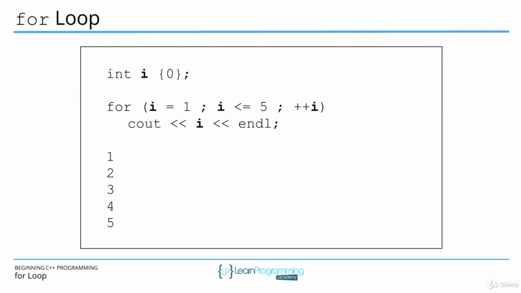At this point, the condition fails and the loop terminates. C++ for loops are very efficient, and in their basic form, very easy to read and modify. Let's see another way to declare the looping variable.